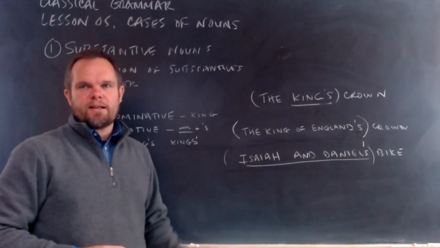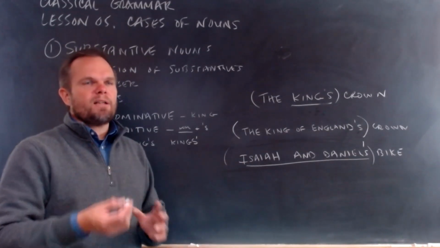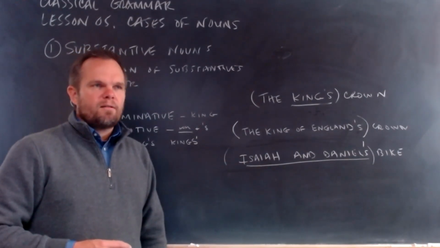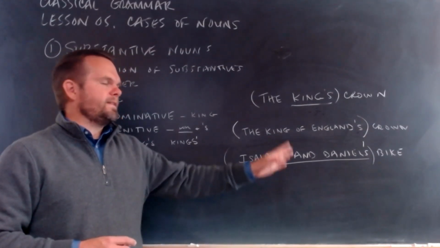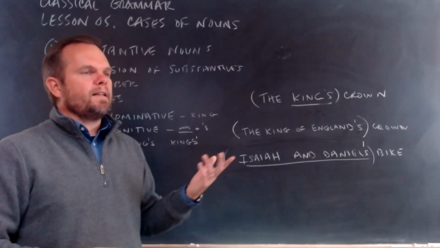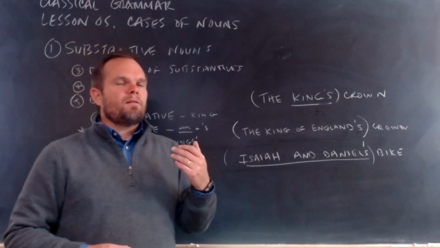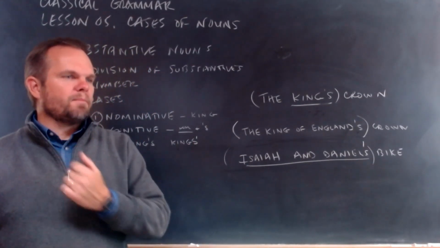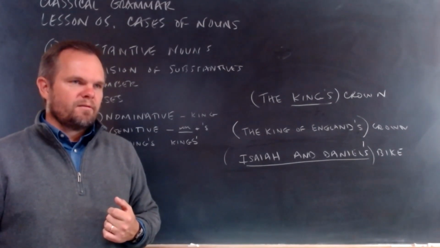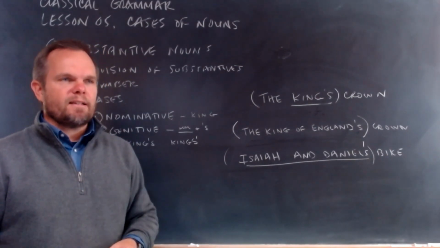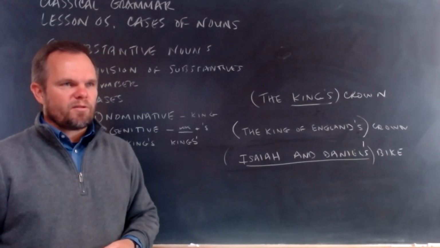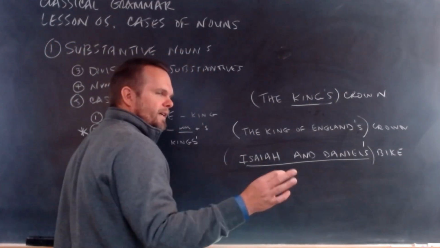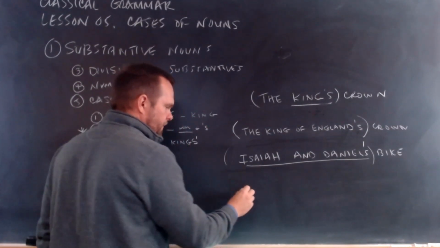But you can see how that gets confusing. And you'll find expressions in English where it's kind of clumsy. Like let's say it's not Isaiah and Daniel's. Let's say it's my car and mom's car. Now express that idea. That's much more difficult, right? And we get into these awkward expressions all the time.